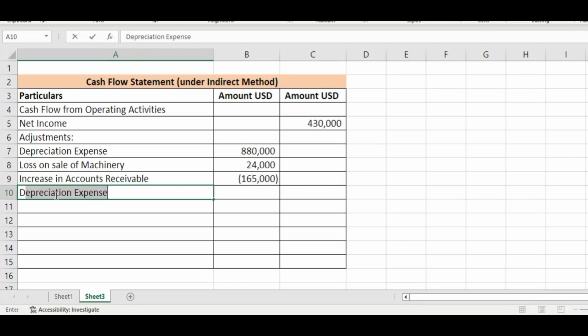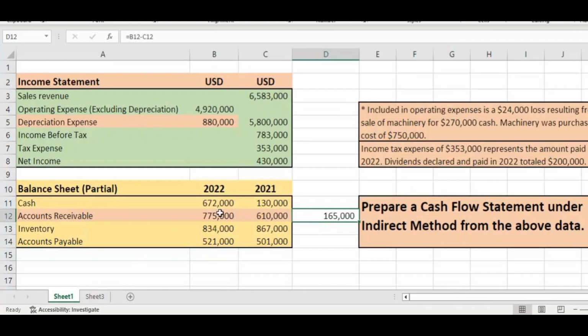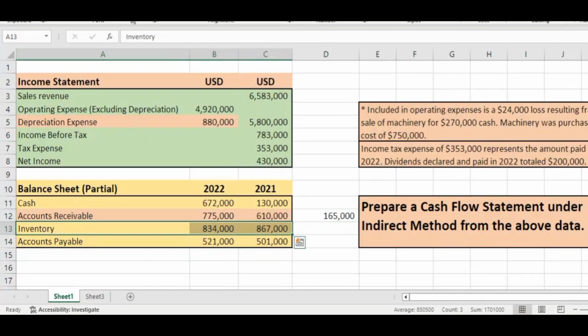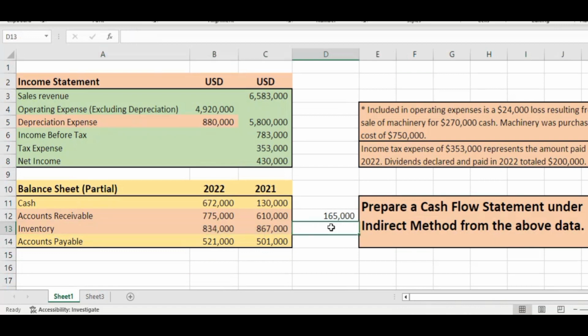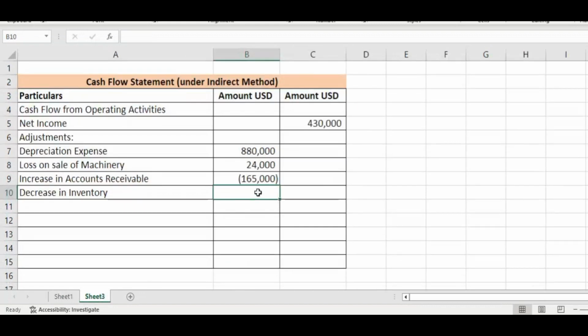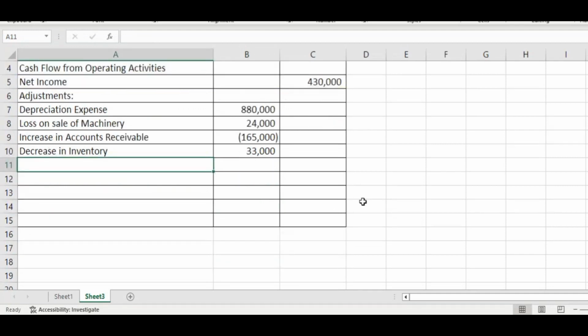And the next one is decrease in inventory. The fiscal year 2021 was 867,000, in 2022 it was 834,000, so 33,000 is the decrease in inventory.